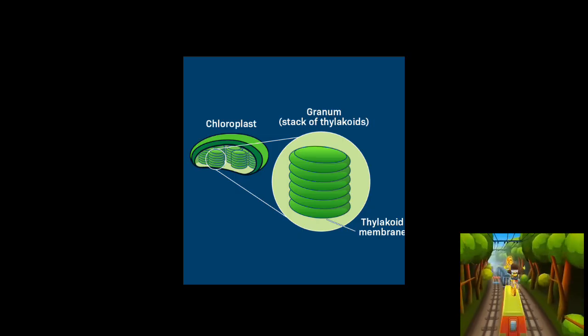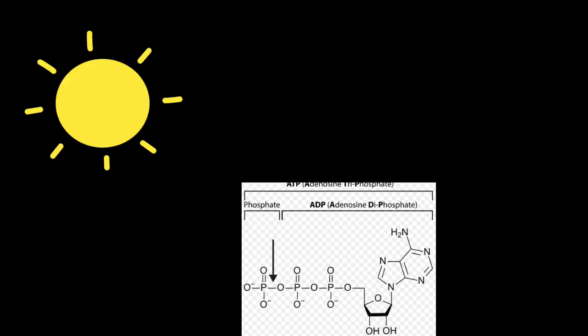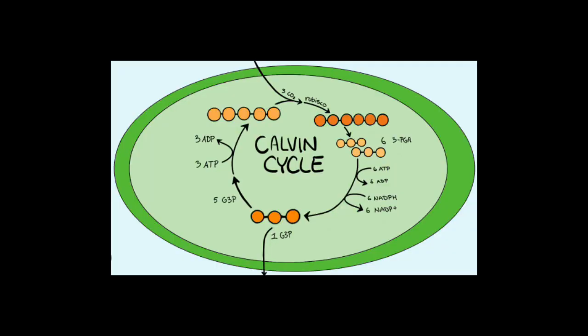The light reactions occur in the thylakoids. In this stage, sunlight is used to produce energy-carrying molecules. This completes the light reactions. The plant can then proceed to the Calvin cycle. This occurs in the stroma and does not require light.